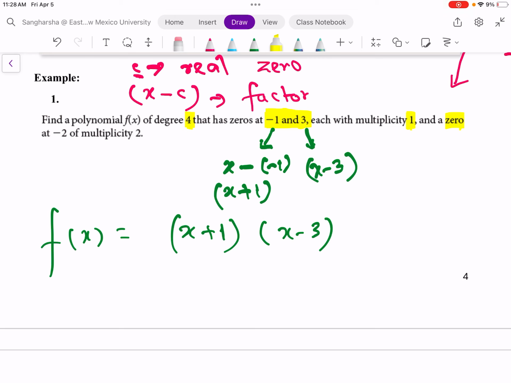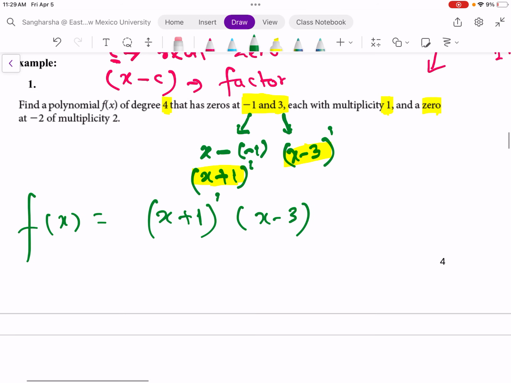So for this negative 1, the corresponding factor is x plus 1. For this 3, the factor is x minus 3. And its multiplicity is 1, which means the exponent of this factor is 1. It means the exponent of each factor is 1. So multiplicity is the exponent of a factor, or the number of times the factor is repeated. So we have exponent 1, exponent 1.